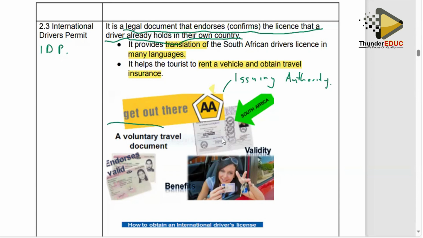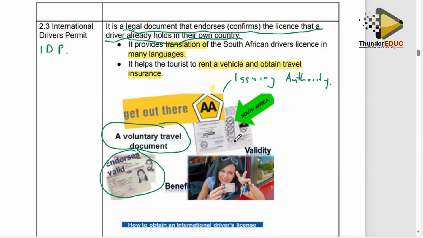Another thing which I need to emphasize, this is voluntary. It is only for those people who want to drive when they get to a foreign country. It is actually voluntary. So this is what an IDP looks like. Then in addition to that, it endorses the license which you already have.